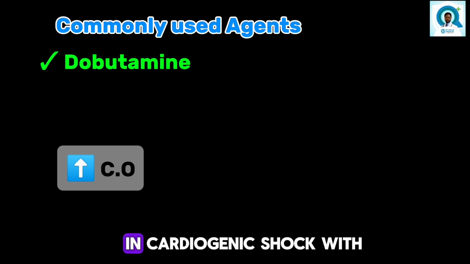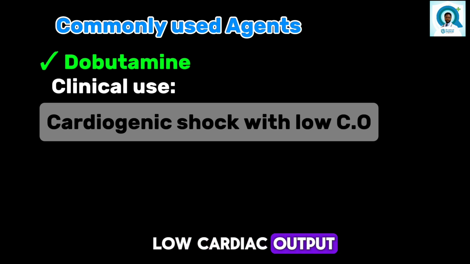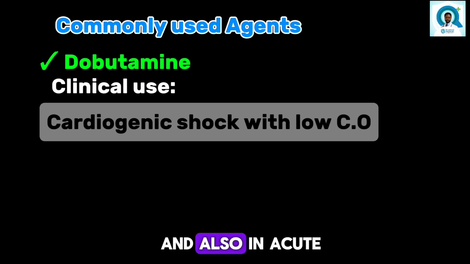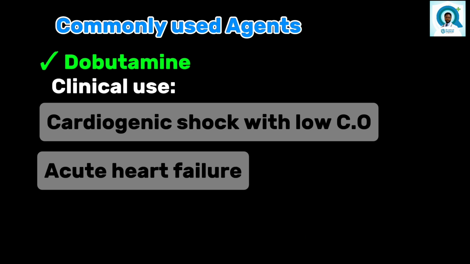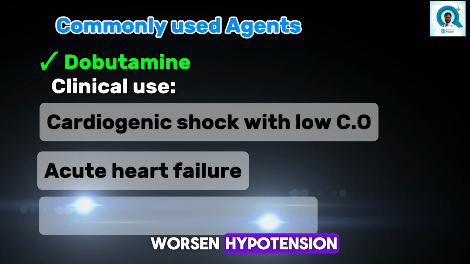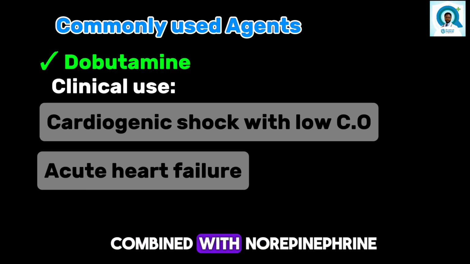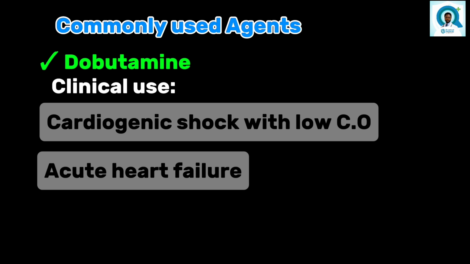Clinically, it is used in cardiogenic shock with low cardiac output and also in acute heart failure. It is important to remember that dobutamine may worsen hypotension due to vasodilatation. Hence, it is often combined with norepinephrine.